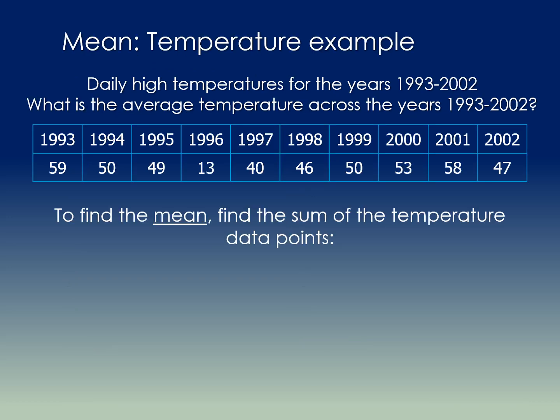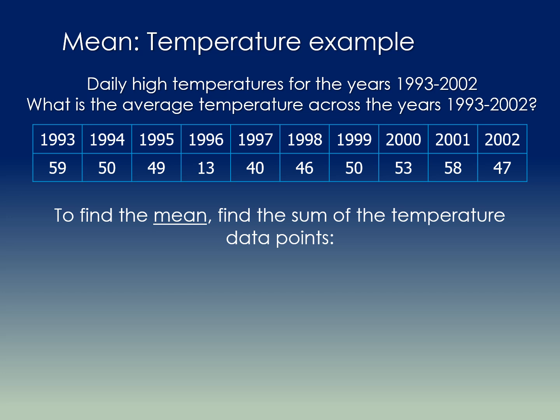Okay, let's take a look at another example here. We've got a few more data points. They're all a little bit different. Let's calculate the mean, or the average high temperature. Again, this is canned data, it's probably even fake data, from the years 1993 to 2002. These are the daily high temperatures for these values. So 1993, the daily high temperature was 59 degrees. 2002 it was 47. We want to know what the average daily high temperature is for all these years combined.